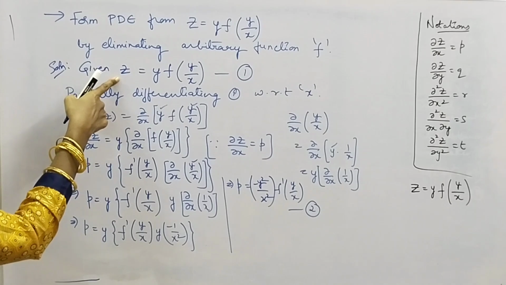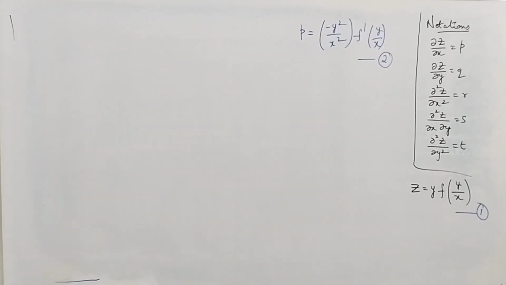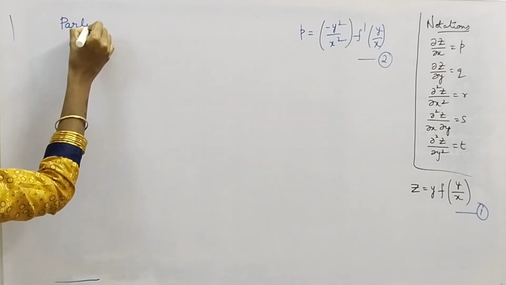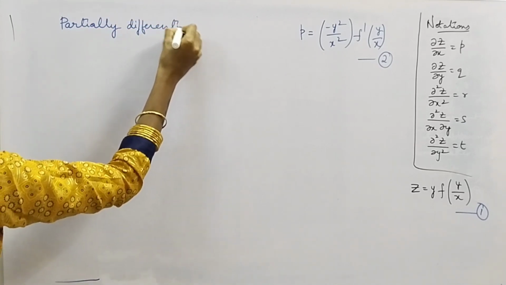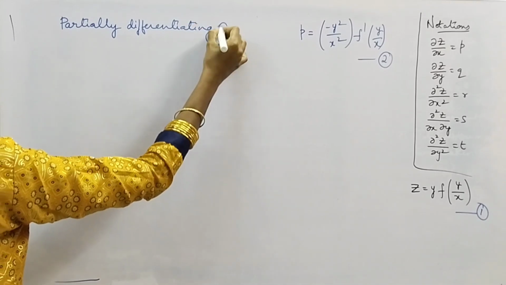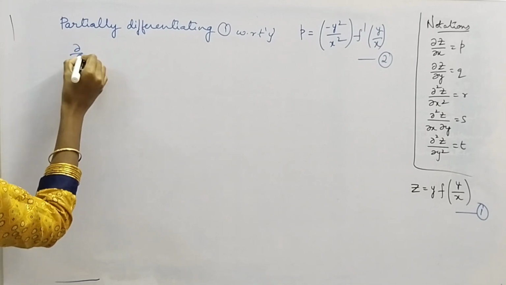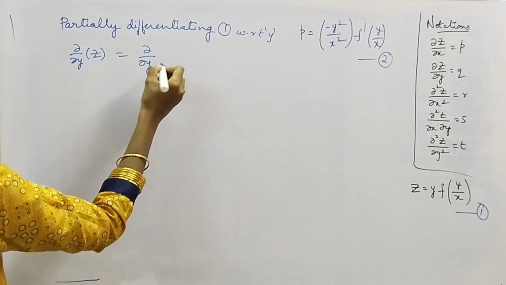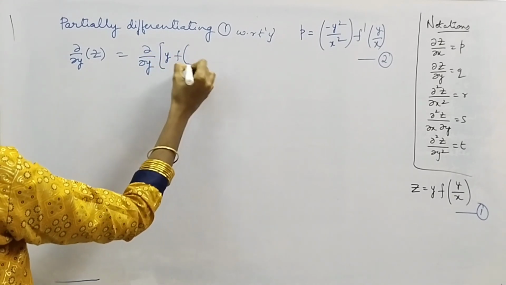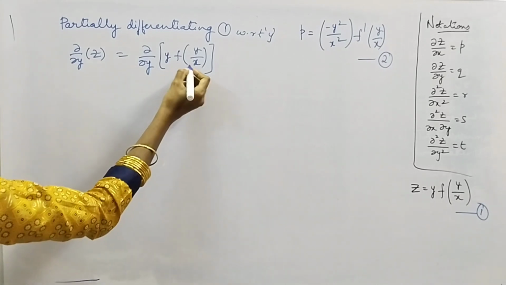Now let's partially differentiate it with respect to y. Partially differentiating 1 with respect to y. Okay, just apply dou by dou y on both sides of 1. Here we are partially differentiating with respect to y, so we'll treat x as constant.